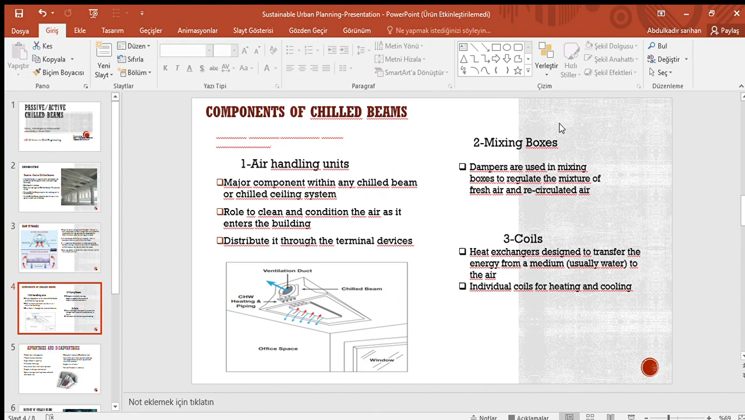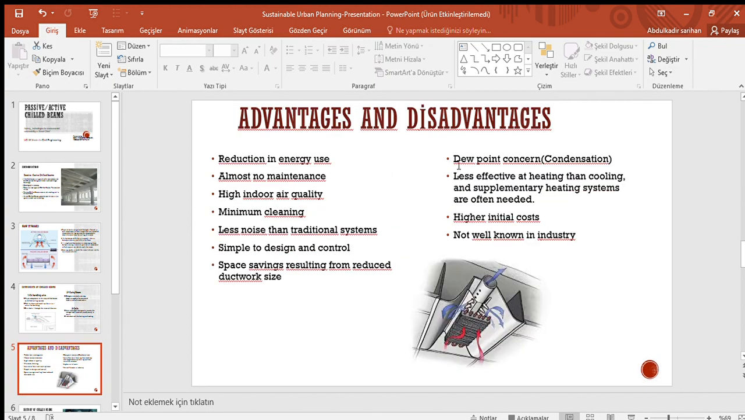There are dampers, and they are used in mixing boxes to regulate the mixture of fresh air and recirculated air. And coils, I think the most important part, this is the coils, there are pipes, and they work as heat exchangers designed to transfer the energy from a medium to the air. These are the parts. And here, advantages and disadvantages.